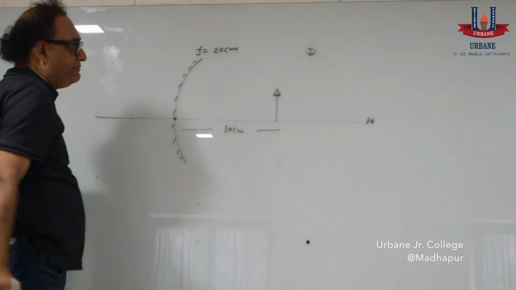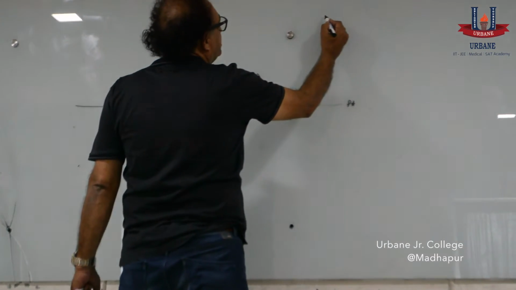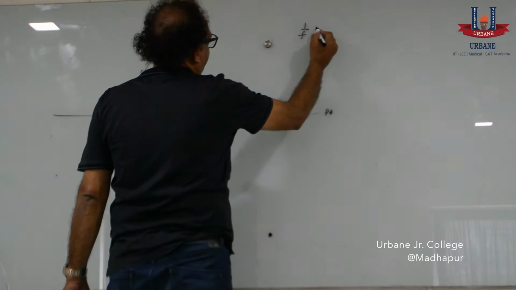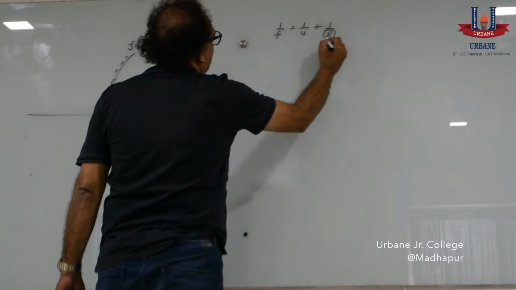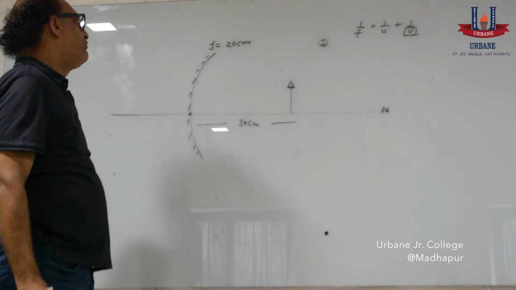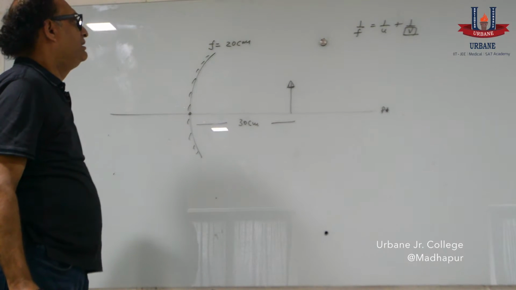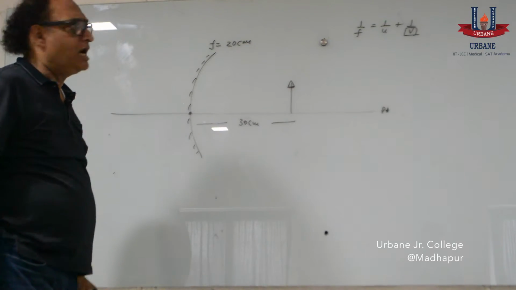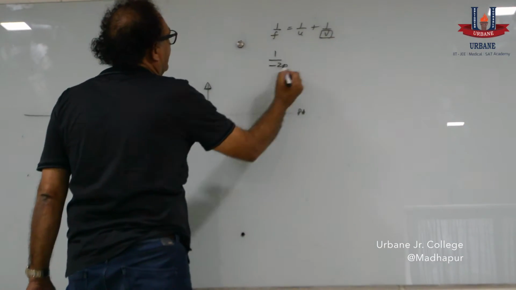To find the image of this, we need to calculate the relation 1 by f is equal to 1 by u plus 1 by v. We do not know the value of v. We know that the focal length of a concave mirror is supposed to be negative, and so we need to write this as minus 20.